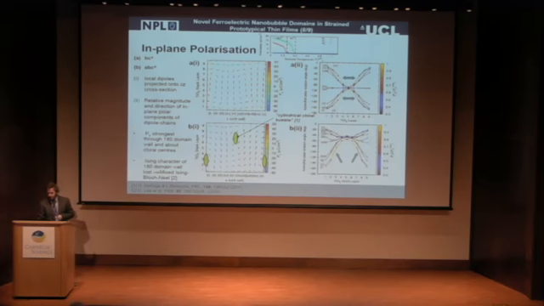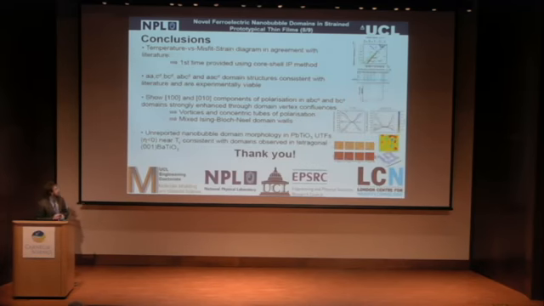Okay, so to conclude, we looked at the misfit strain versus temperature, or a Pertsev map, of a PTO symmetrically terminated thin film. We've got very good agreement with the literature. But we also discovered this new domain pattern here, and we've got experimental evidence backing that up. So thank you very much for listening.